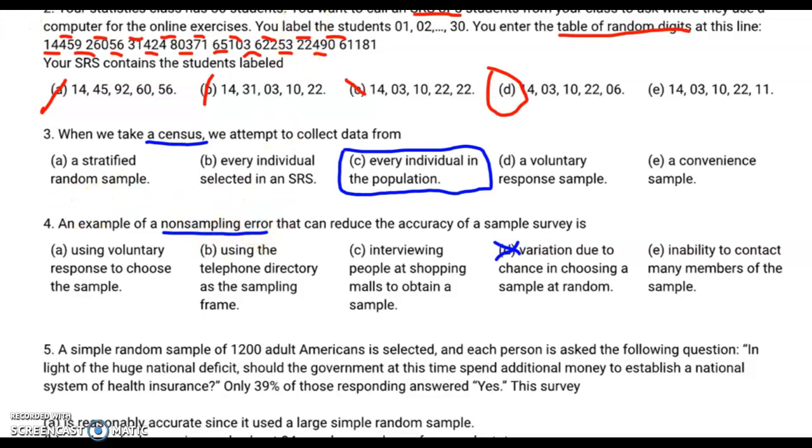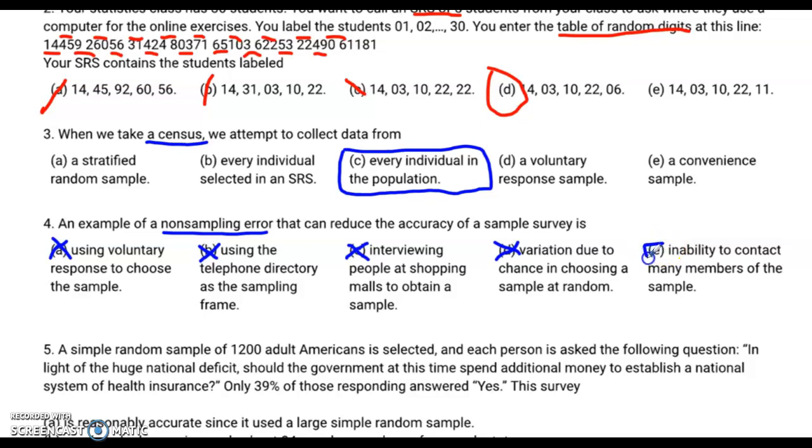We can also identify the ones that are sampling errors. Using voluntary response to choose the sample, that is a sampling error. It's an error in choosing the sample. Using the telephone directory as a sampling frame, not everyone is listed in the directory, so that's another sampling error. These are all errors in the sampling technique. Interviewing people at shopping malls to obtain a sample, that's a convenience sample, which is another way of saying a sampling error. The only one that's left is inability to contact many members of the sample.